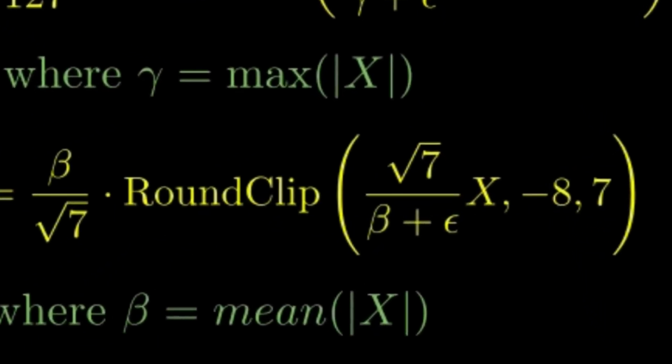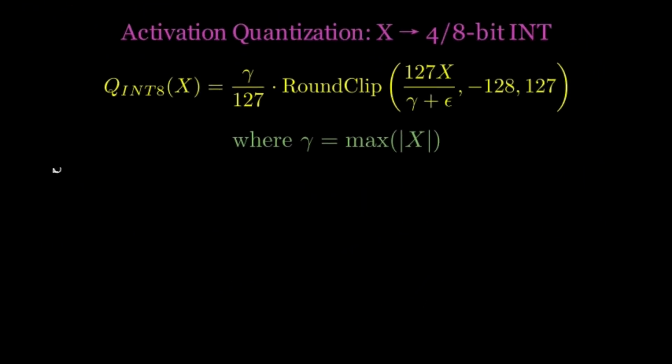In case of 4-bit, it's the same formula, just that instead of gamma you have beta, and in the denominator you have root of 7. There you are doing round clip between -8 and 7. You are doing root 7 divided by beta plus epsilon into x, where beta is the mean of the absolute values of x. So the difference there is that gamma is the max and beta is the mean here. Steps for both are similar.